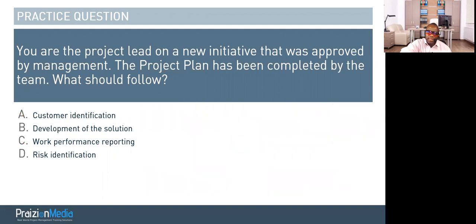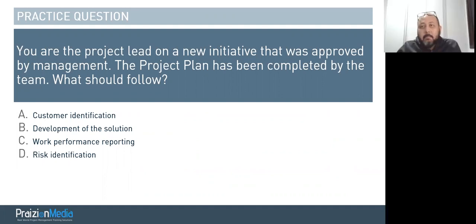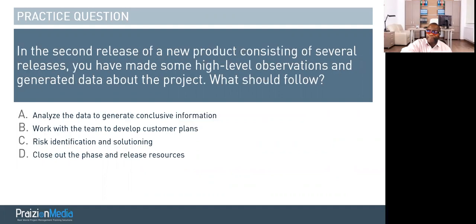So you're seeing, it's really saying what should happen next. And all the questions I've been showing you today are pretty much what happens next. That's how your exam would be. Just remember that. All right. In the second release of a new product consisting of several releases, you have made some high-level observations and generated data about the project. What should follow? Let's go ahead and launch the poll. I'm going to give you a minute to think about it.